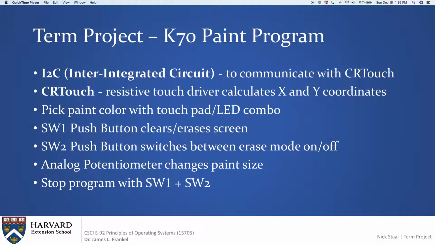For my final project, I chose to create a simple touch-based paint program on the K70 using the resistive touch overlay. The LCD RGB display comes with an analog resistive touch panel that can provide coordinates for touch events, amongst other things like gesture recognition.